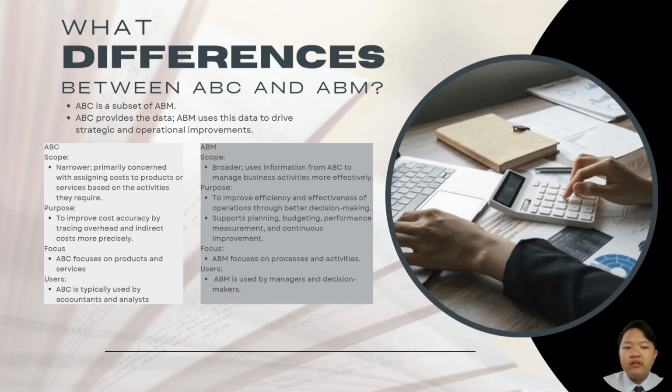Now, here are the main differences between ABC and ABM. For ABC, its purpose is cost measurement, while ABM is about cost management and improvement. In focus, ABC focuses more on products and services, while ABM focuses on processes and activities. For scope, ABC has a narrower scope, mainly focused on costing, while ABM has a broader scope and is used for strategic and operational decisions. In users, ABC is typically used by accountants and analysts, while ABM is often used by managers and decision makers. In short, ABC tells us where the money goes, while ABM helps us manage how that money is spent.